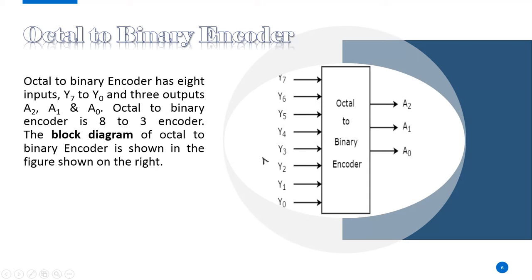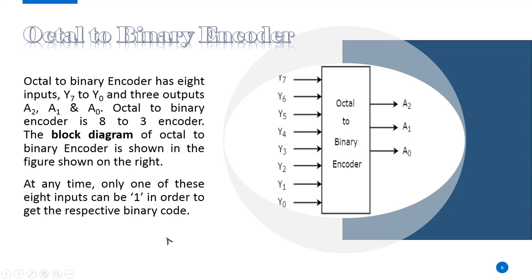You can see 2 to the power 3: 2, 4, 8, so it comes to 8. So 8 to 3. The block diagram is shown on the right. At any time only one of these 8 inputs can be 1. This is the rule I told you previously, any one of the 4, now any one of the 8. It depends upon the particular base, and in this case it is octal, in order to get the respective binary code.